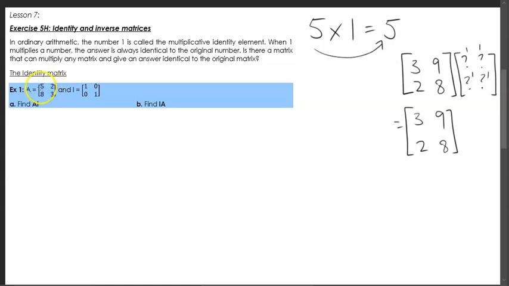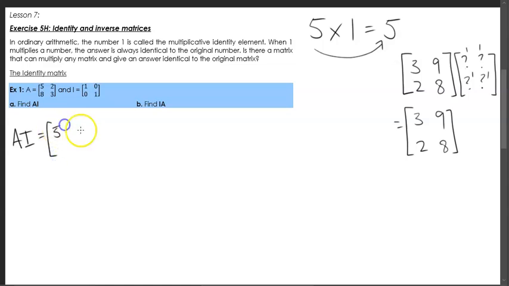Here's a matrix A, 5, 2, 8, 3. And this is a matrix I standing for identity. And there is a diagonal, the leading diagonal, going from top left to bottom right, full of 1s, and the other numbers are 0s. And in fact, if we multiply this with this, we should get the same answer as the original matrix.